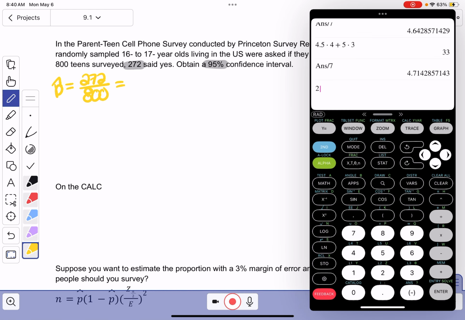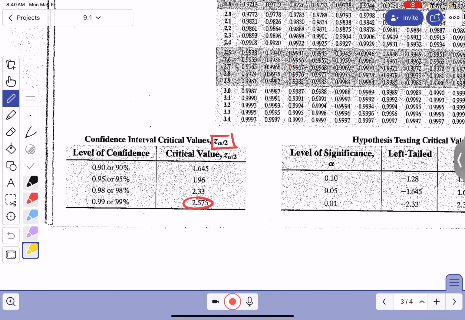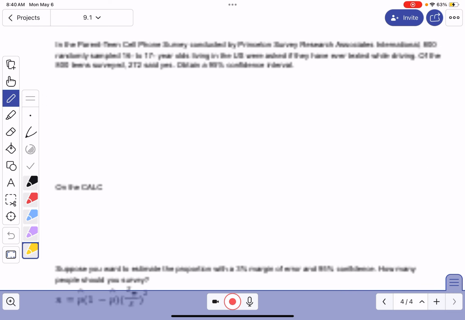272 divided by 800, 0.34. And then we're 95% sure, so we're going to go back. 95% is 1.96.